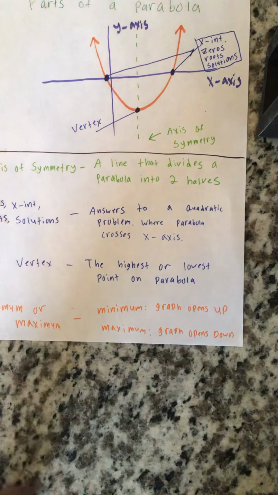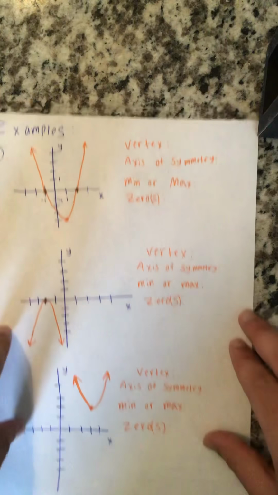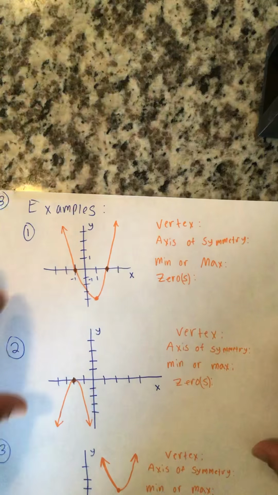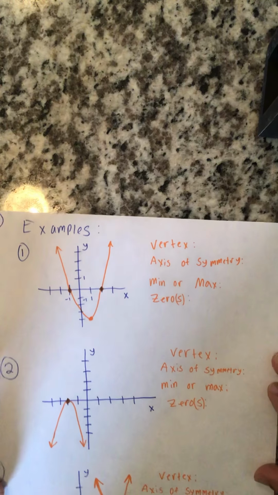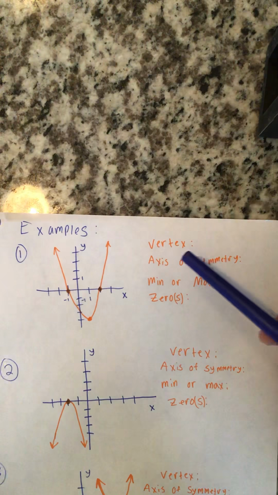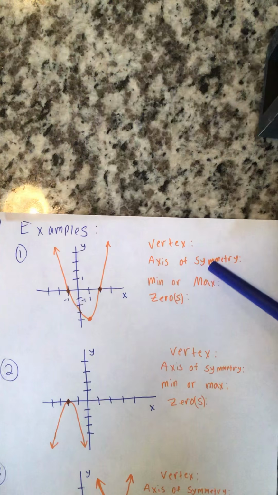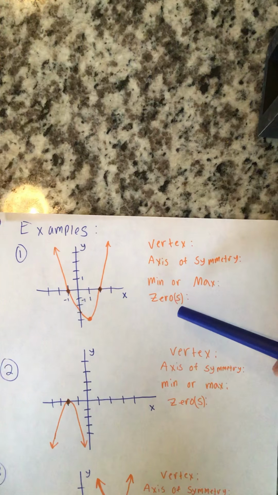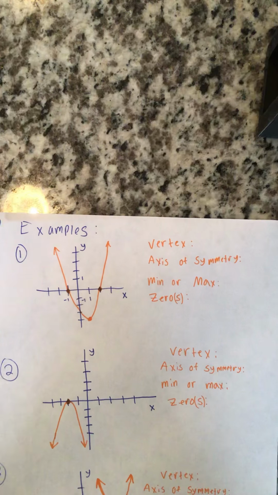Third page, okay? So hope y'all are okay with that. We're going to move to some examples of quadratic functions where we have to identify these parts, okay? So I already drew these up. Again, sorry, my drawings aren't perfect, but they're okay. So number one, we need to identify all four of these things. So we need to find the vertex, the axis of symmetry, the min or max, and the zeros, if we have any, okay?